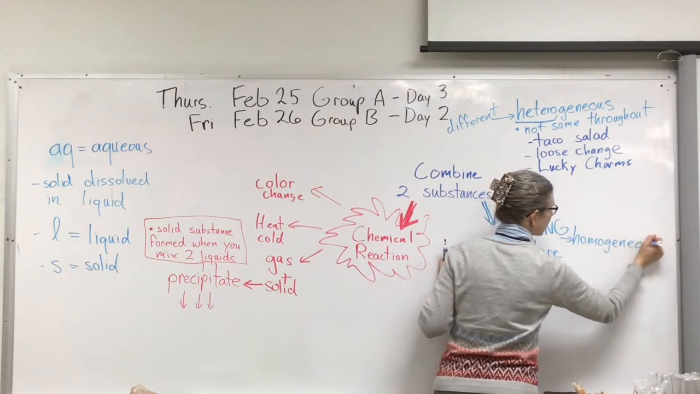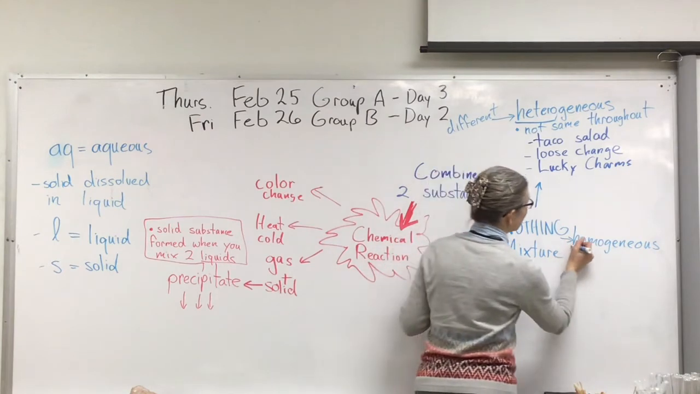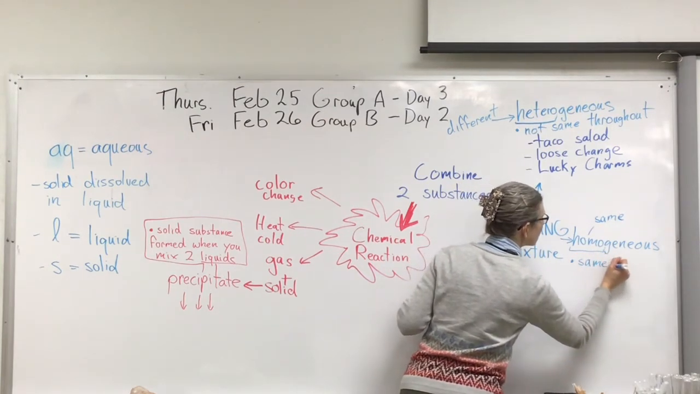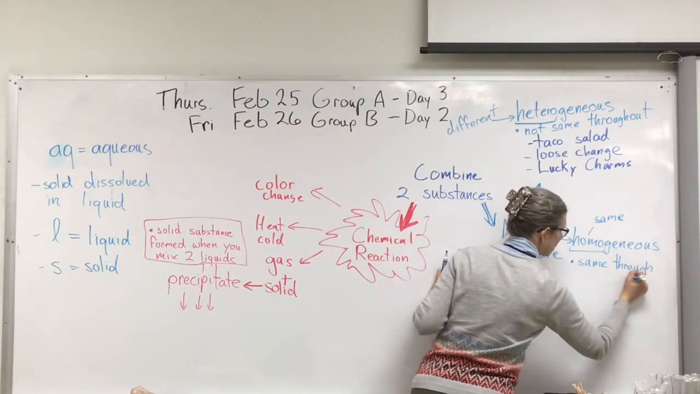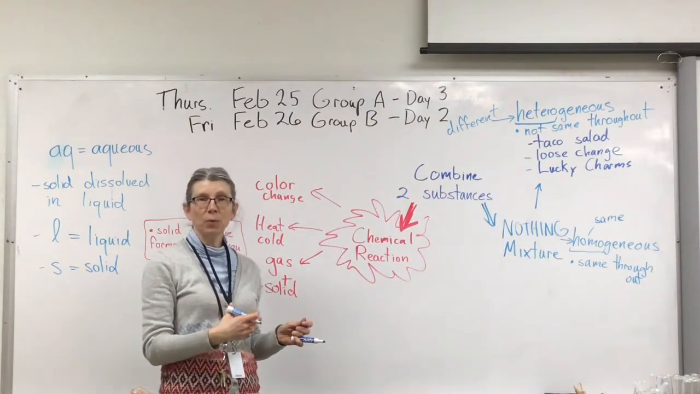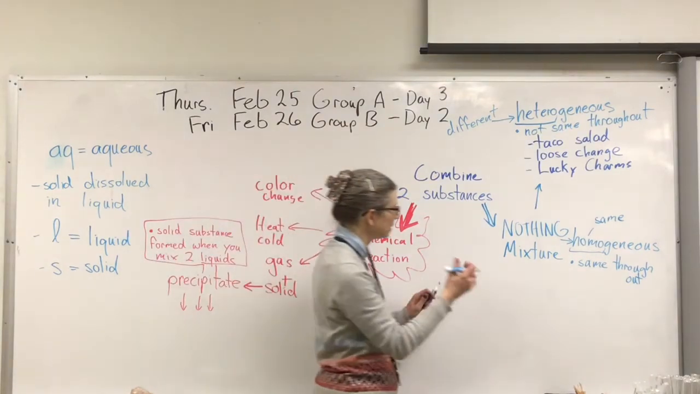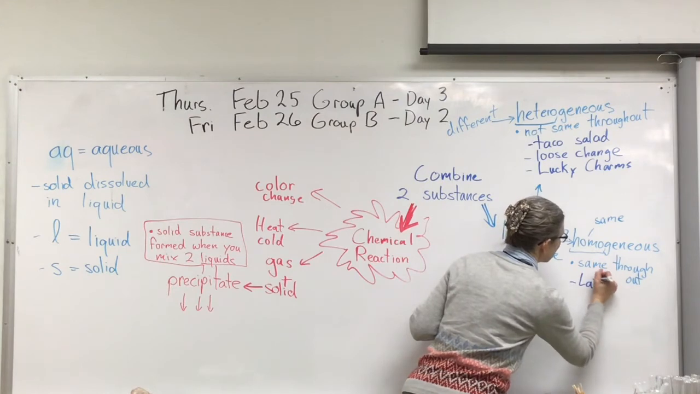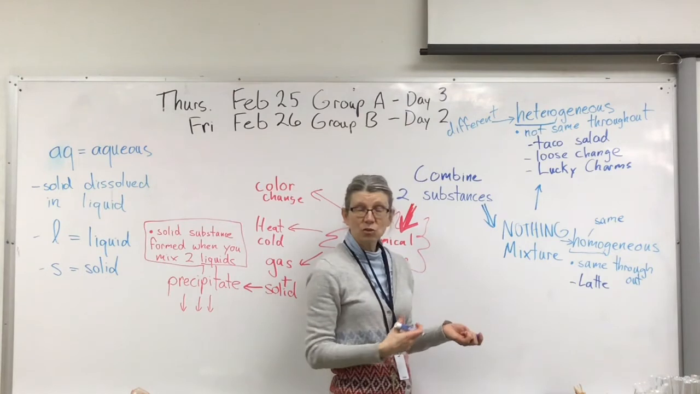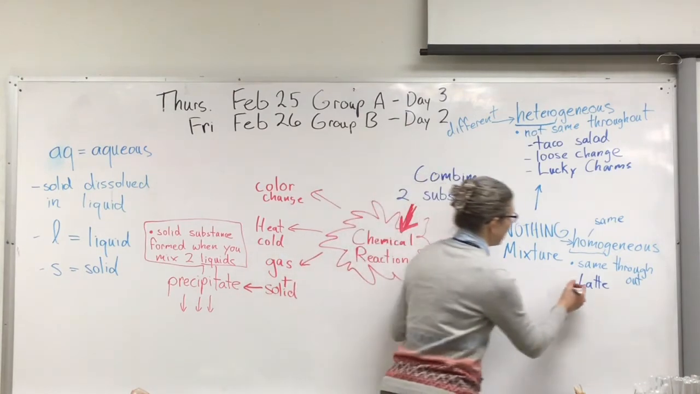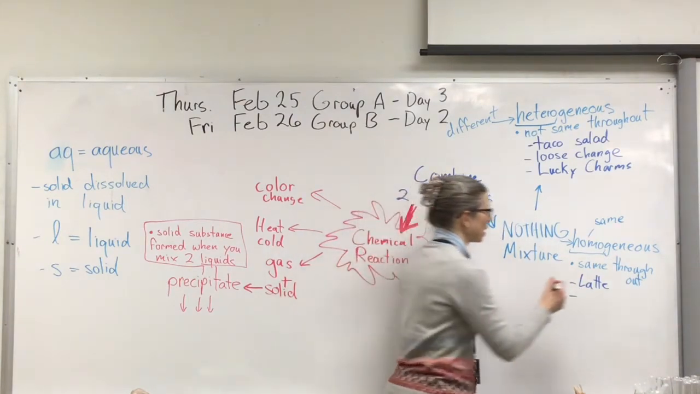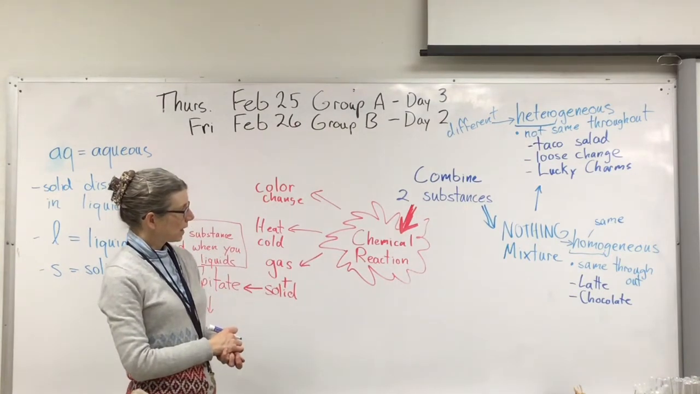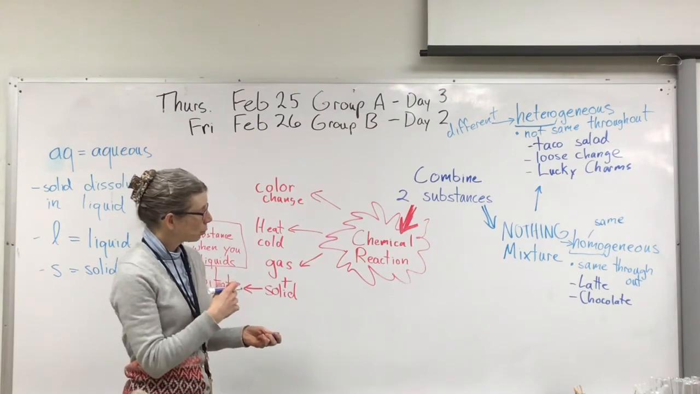Now, homogeneous: the prefix homo means same. And that's going to be same throughout. So no matter where I took a sample from this mixture, it would always be the same. It wouldn't be different. Some examples of that might be a latte that you get at Dutch Brothers, or one of my favorites, chocolate. It is a solid, but solids can also be mixtures. I'm not entirely sure what all is in chocolate, but I know there's sugar and fat and cacao.